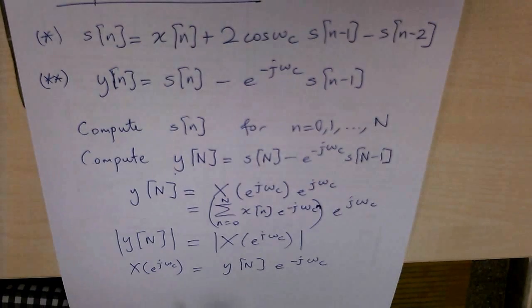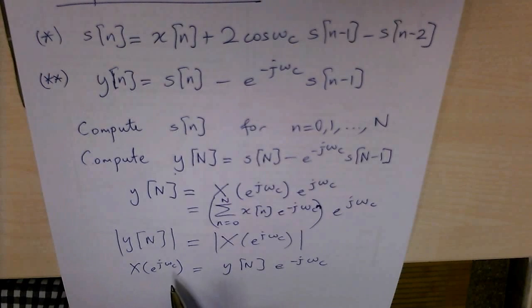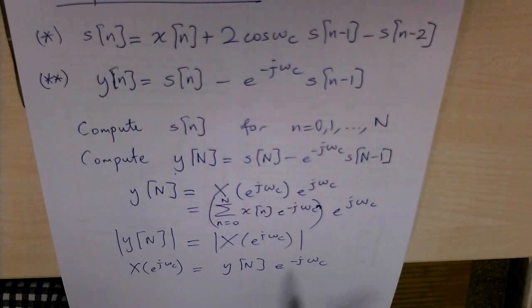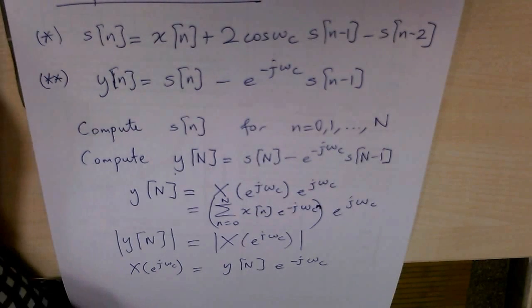Another advantage of Goertzel's algorithm is that you compute X(omega_c) with an arbitrary omega_c. It doesn't have to be 2 pi k over capital N. Okay? And this concludes the second part of Goertzel's algorithm.